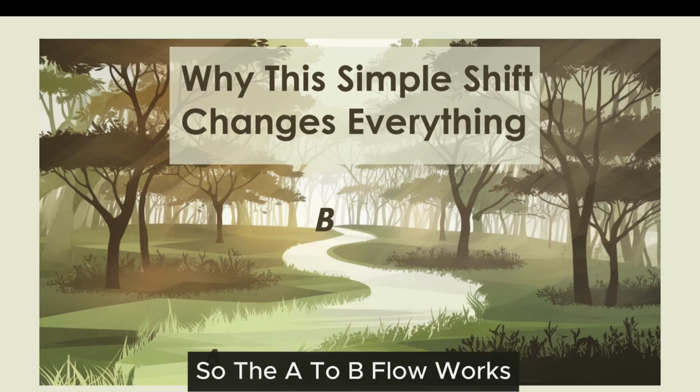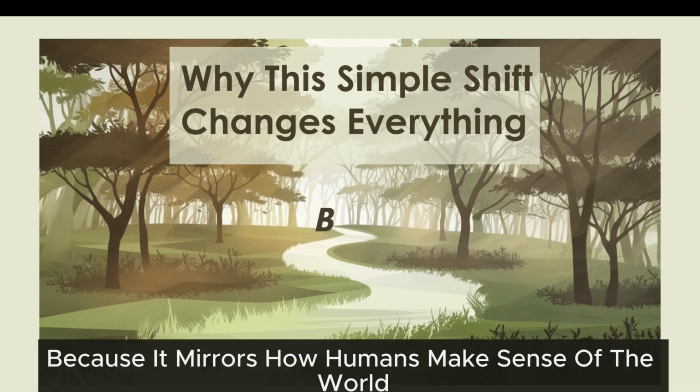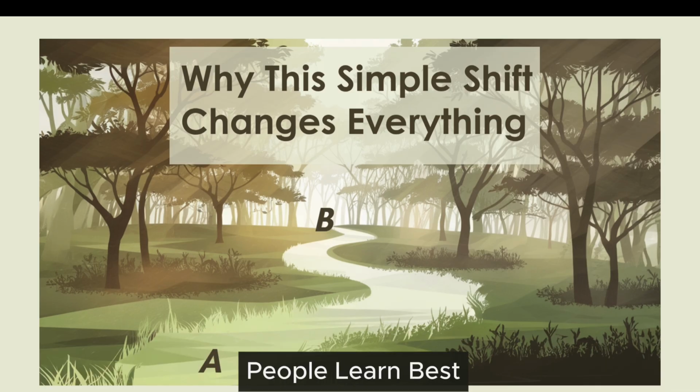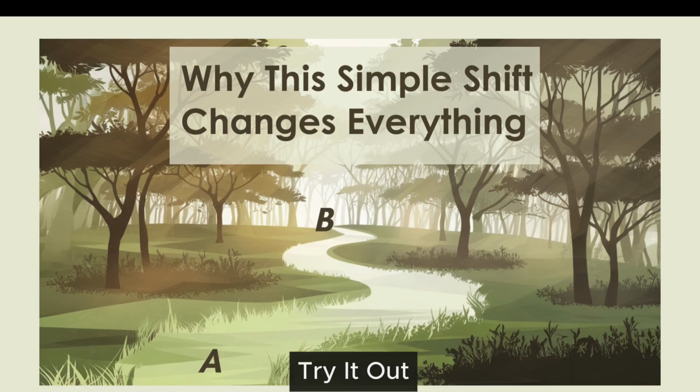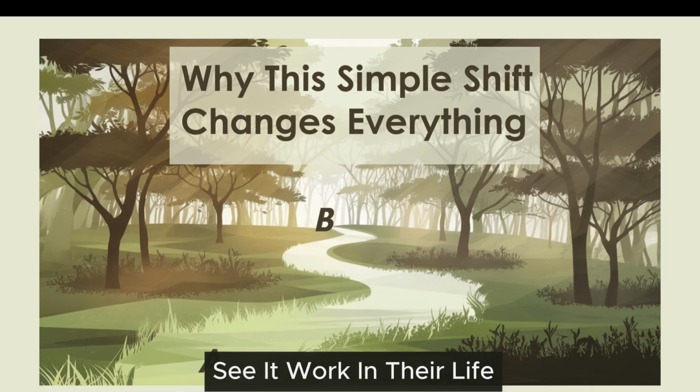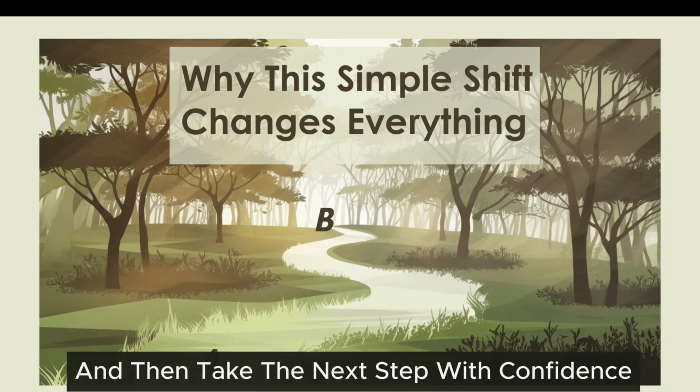So the A to B flow works because it mirrors how humans make sense of the world. People learn best when they can focus on one idea at a time, try it out, see it work in their life, see the results, and then take the next step with confidence.